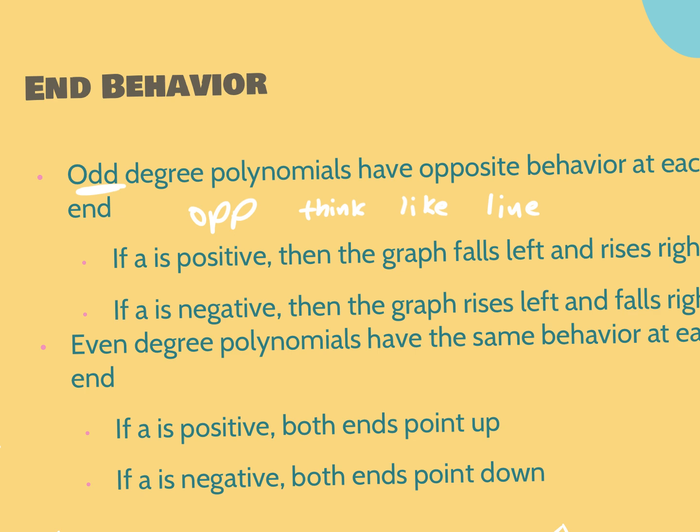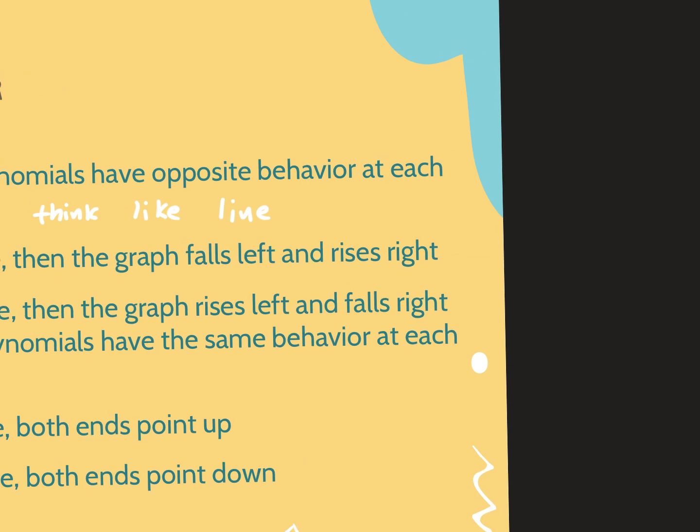Visualize a line. A positive line slopes upwards like this, right? You guys agree with me? And a negative line slopes downwards.